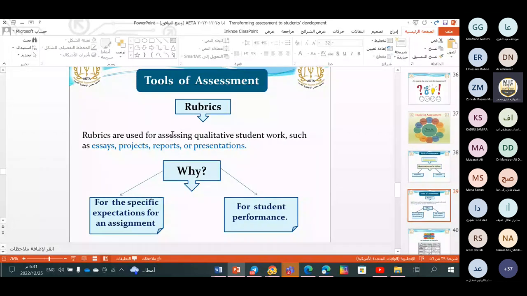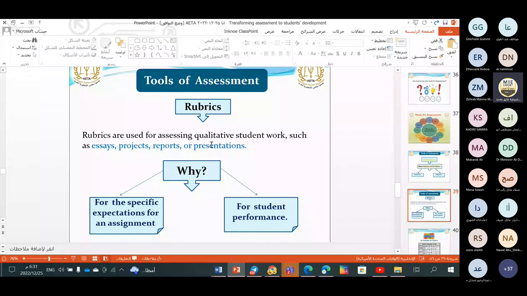Tools of assessment: you mentioned the rubrics when we showed you the diagram, or the criteria, which is very important for assessment. But what are rubrics? Rubrics are used for assessing qualitative student work, such as essays, projects, reports, or presentations. You should, as an educator, put a rubric before you begin assessing your students. Why? Because it is very important to let your students know what points you will assess them on. Is it for punctuation?